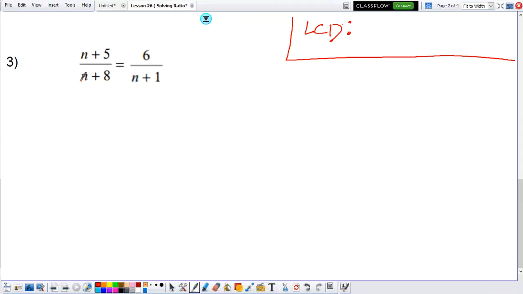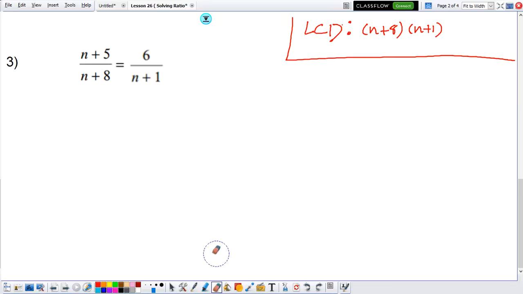So I see that one of the expressions on the denominator is n plus 8, I'm sorry. So it's going to be part of your LCD. Now let's look at the other expression. That's n plus 1. So you already grouped all the expressions on the denominator. So that is your LCD.